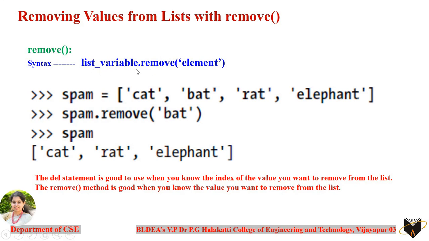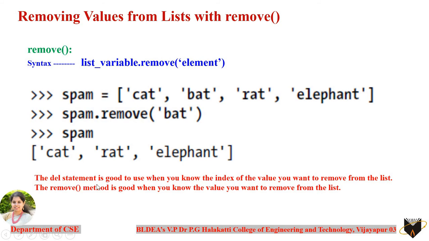So the remove function here is quite different. You are going to use it on a list variable, but instead of the index value, you are going to directly specify which element you want to remove from the list. In this example, spam is a list variable consisting of these elements. So spam.remove('bat'). The remove function takes the element itself as a parameter in order to delete it. In this case, the bat is going to be deleted. If you print the spam, you can see that the bat has been removed from that list.